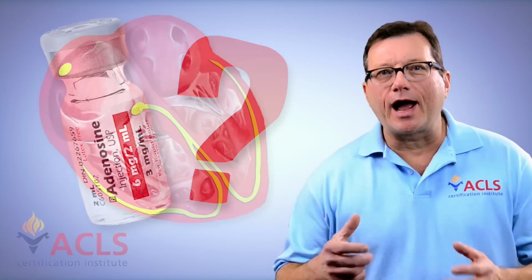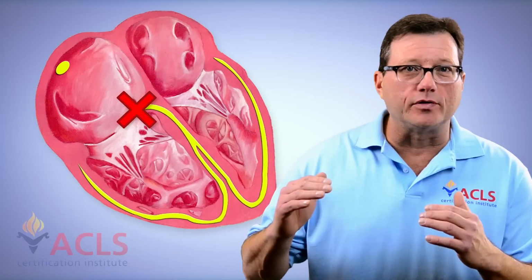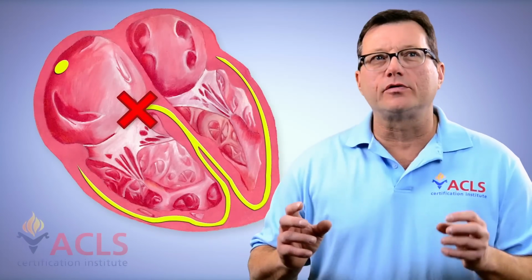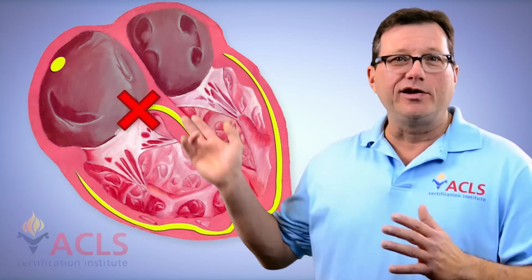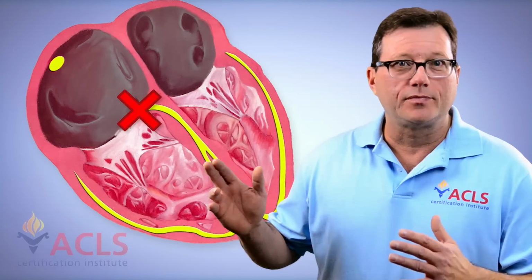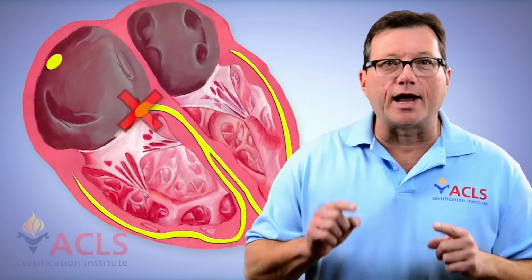Now, when administered IV, adenosine causes an interruption at the AV node. It blocks the impulse there. And in reading other articles, they almost describe adenosine as a paralytic for the atrial chambers. So it knocks out the SA node, all the atrial firing, and the AV node. And we use adenosine to help treat supraventricular tachycardias.